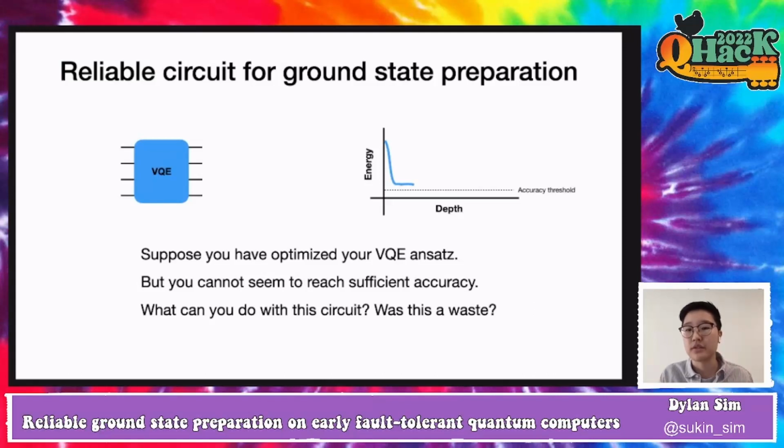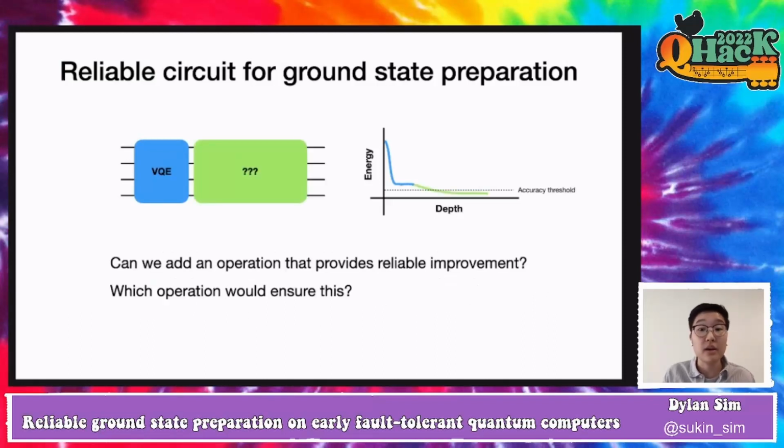What can you do with this VQE optimized circuit? Was this a waste? The answer is it might not be so, especially if we can add some sort of operation on top of this VQE optimized circuit that now provides reliable improvement. So if you're willing to add in some amount of that, you're pretty much guaranteed an improvement in the energy or the ground state overlap. And so given this mystery operation, which operation would actually ensure this?